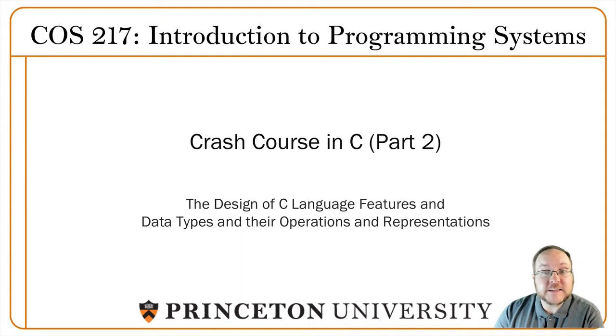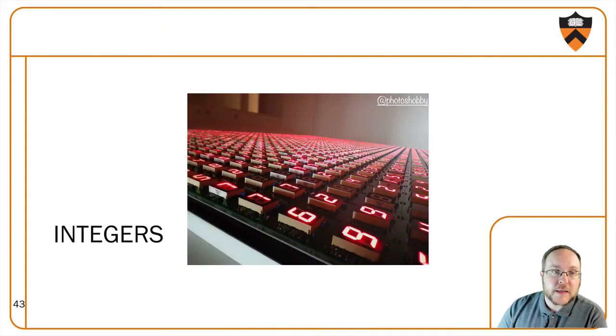This is the second in a series of lectures that, when put together, make up a sort of crash course in the C language. In the first lecture, we saw variable declarations and assignment, C control flow structures, and a brief tour of the interface of C's standard I/O library. In this lecture, we're going to look at numeric types provided in C, their operations, and their internal representation.